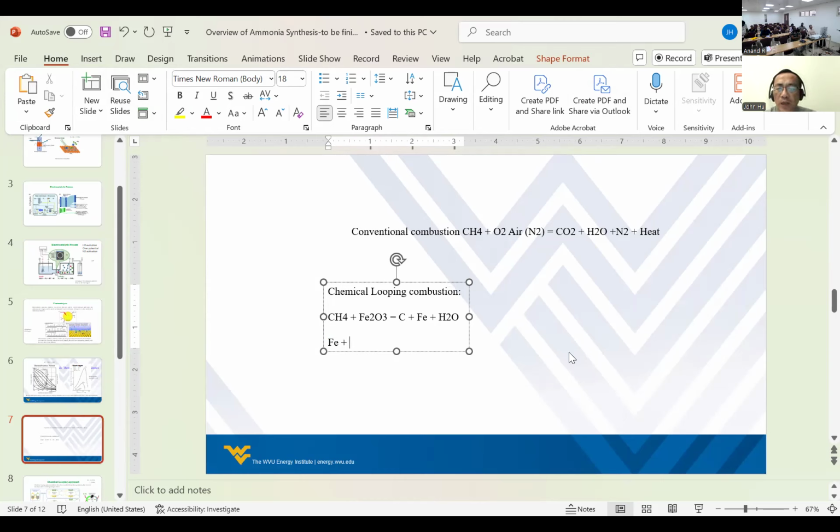Basically, I think I heard a student just say oxygen carrier. Instead of a combustion molecule, you need an oxygen carrier. Okay, so then you plus the air.